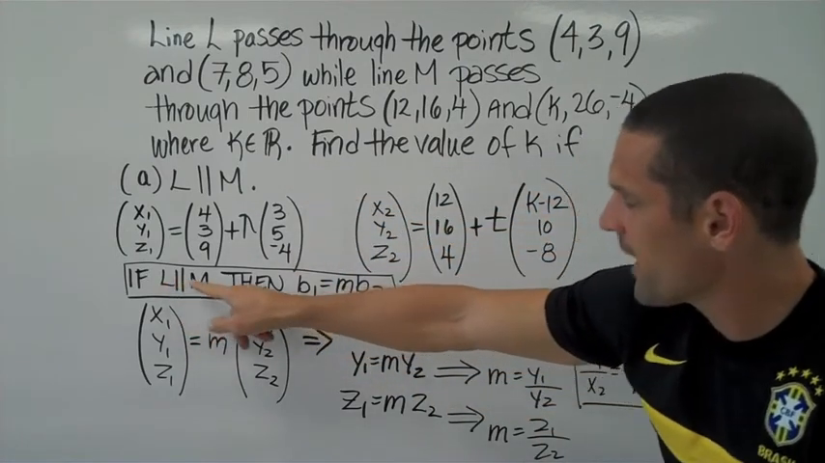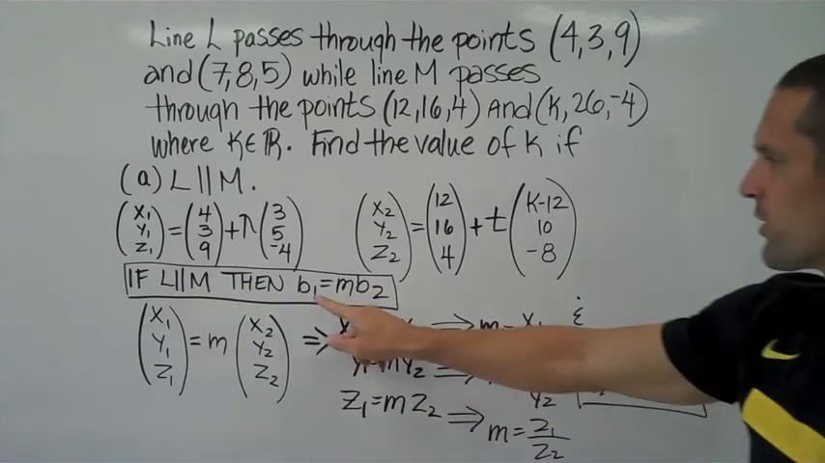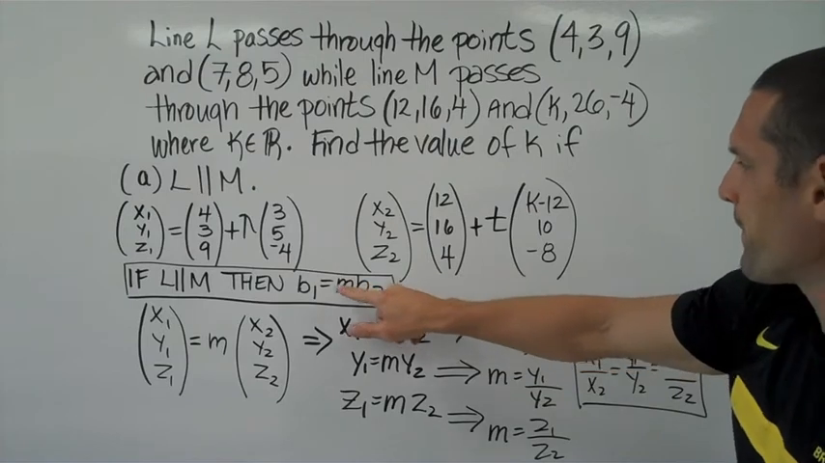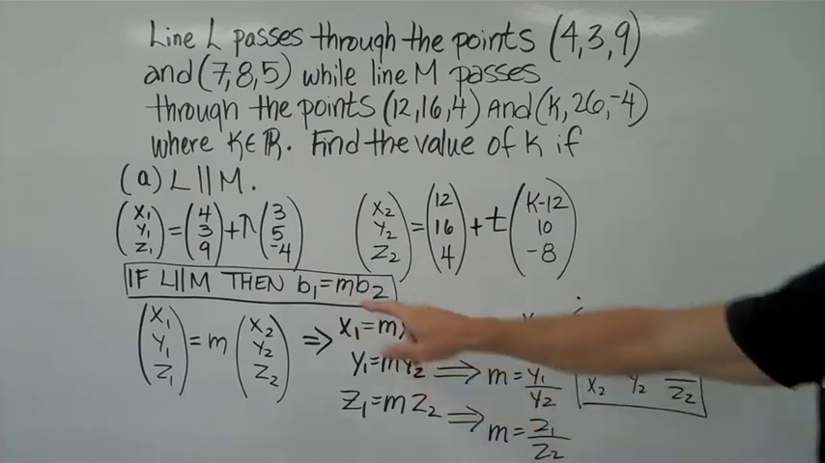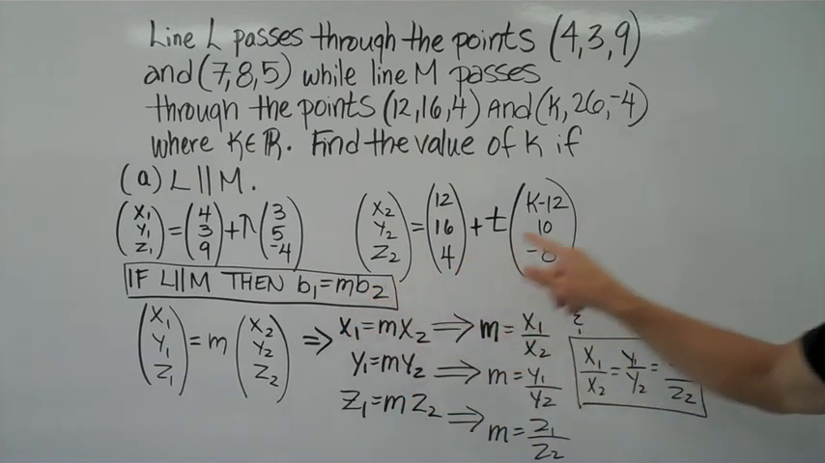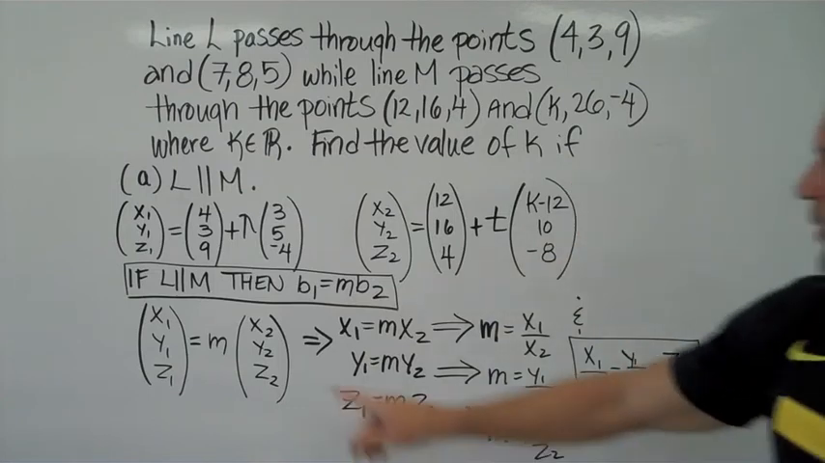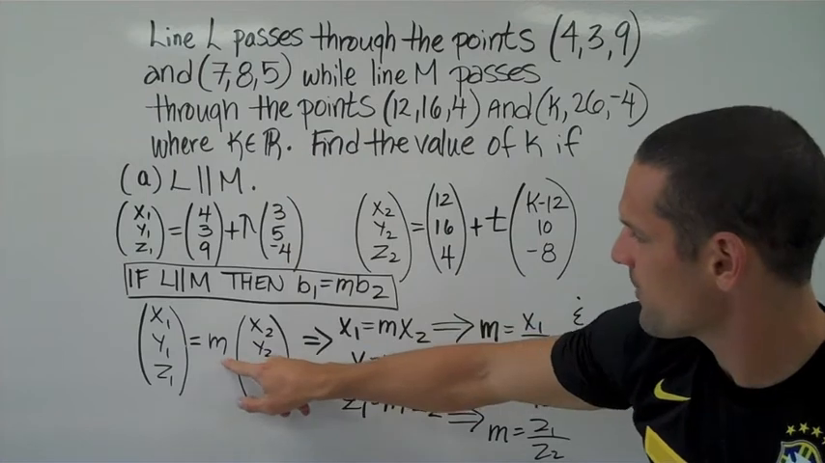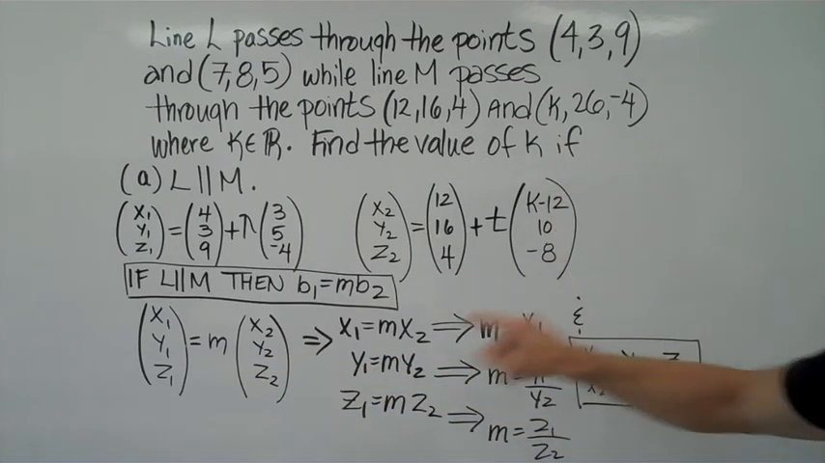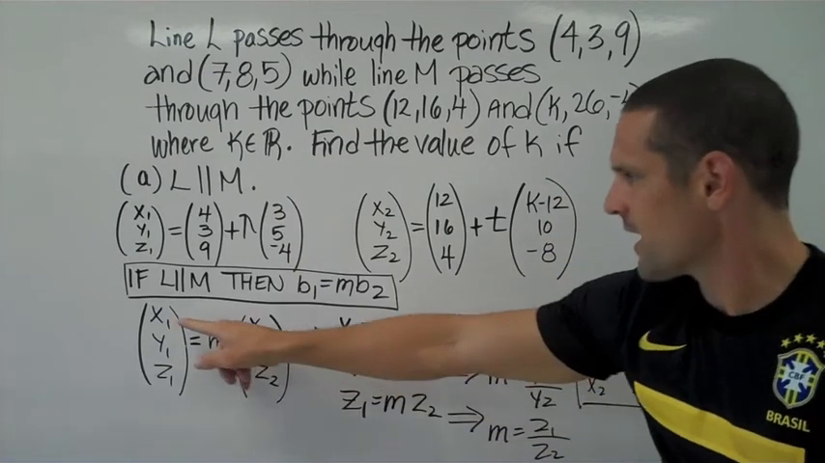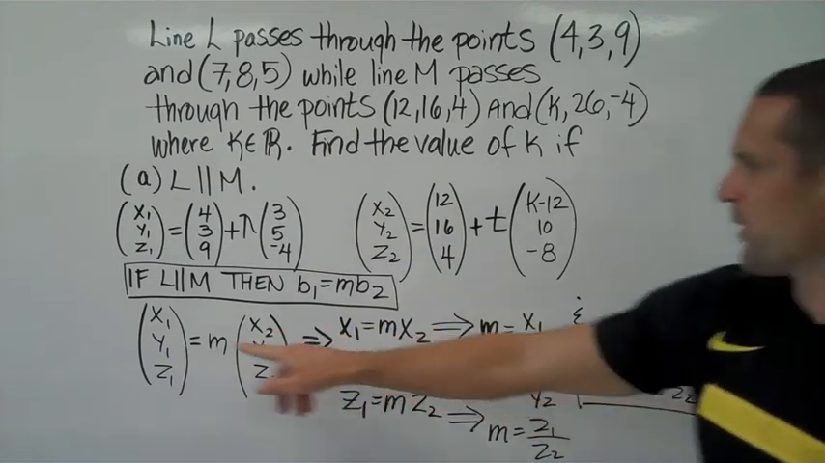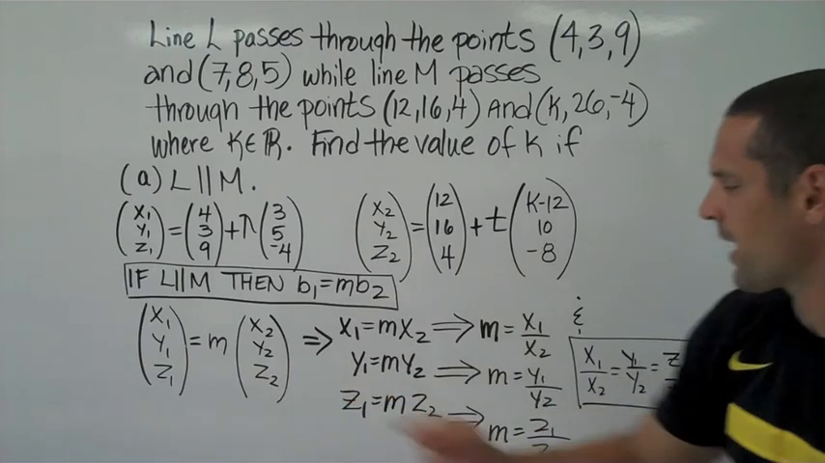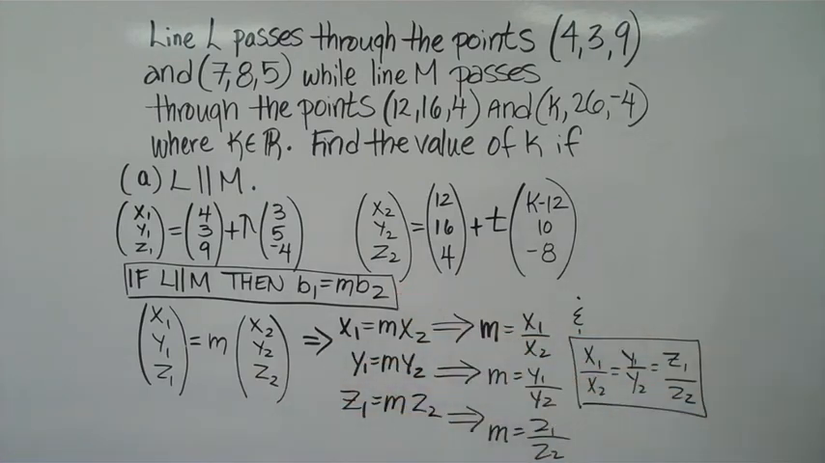Here's our key. If line L is parallel to line M, then our directional vector from line L will be equal to some constant m, that's small m, times our directional vector from line M. In other words, x1, y1, z1 of our directional vector equals some constant times x2, y2, z2. Which means that x1 equals m times x2, and y1 equals m times y2, and z1 equals m times z2. That's what I meant right there.